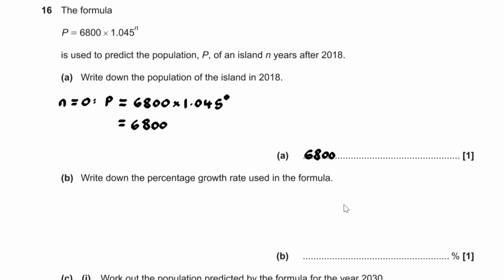Then for part B, we have to write down the percentage growth rate used in the formula. Well, we have 0.045 more than 1, which means we have 0.045 as our decimal multiplier, and if I multiply this by 100, it turns out we get 4.5%.